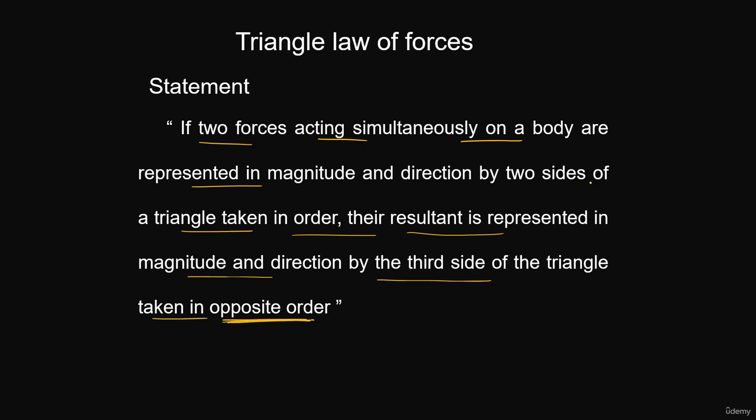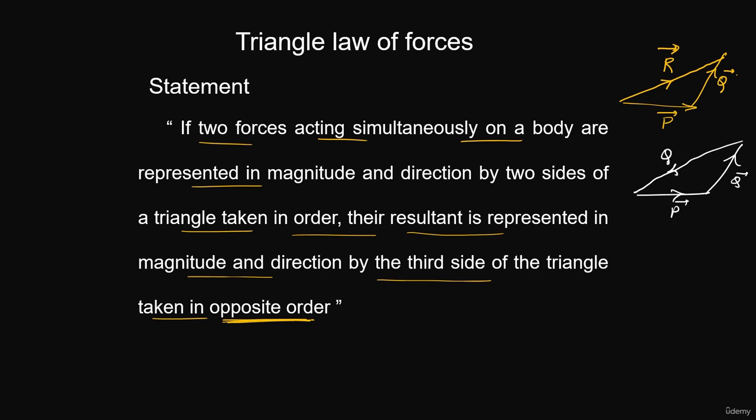So what is it that we do? Here, in the parallelogram law of vectors, let's say this was the vector P and this was the vector Q. And the resultant was starting from P and terminating at Q. This was the direction of the resultant as per the parallelogram law of vectors. But coming back to this statement, the R direction is not like this. Instead, the direction of R is taken in the reverse order. So this is the direction of R.